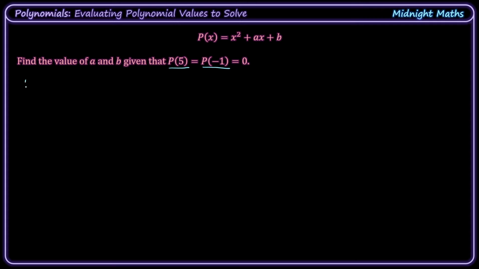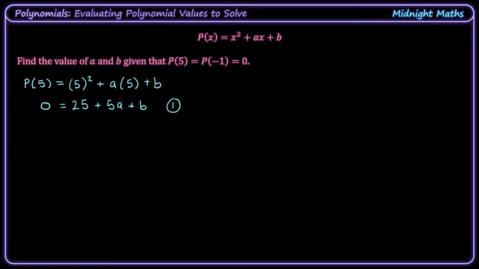So the first one we'll do is p of 5. P of 5 equals, now everywhere we see an x, we're going to replace it with the 5. 5 squared plus a 5 plus b. So that's equal to 25 plus 5a plus b. And as you saw in the rule that they've given us, p of 5 is equal to 0. So I'm just going to put the 0 here to make our first equation. Okay, that's our first equation.